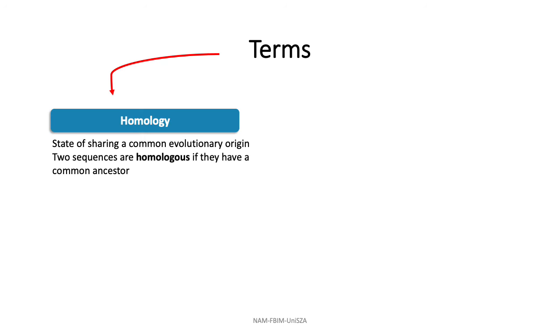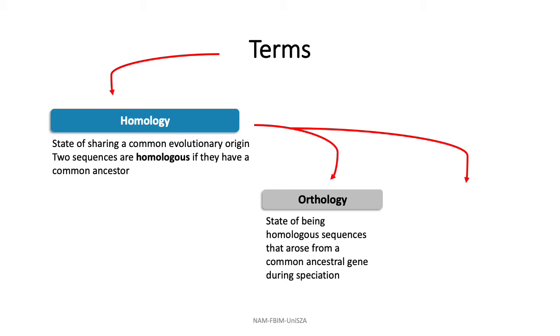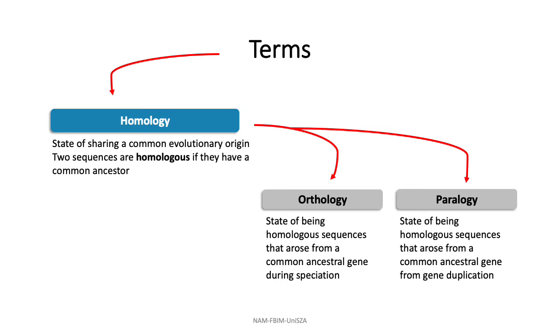Before analyzing whether sequences are possibly related, it is first necessary to define some terms. The term homology. Homology refers to the state of sharing a common evolutionary origin. We say two sequences are homologous if they have a common ancestor. There are two types of homology. First, orthology. Orthology refers to the state of being homologous sequences that arose from a common ancestor gene during speciation. Second, paralogy. Paralogy refers to the state of being homologous sequences that arose from a common ancestor gene through gene duplication.